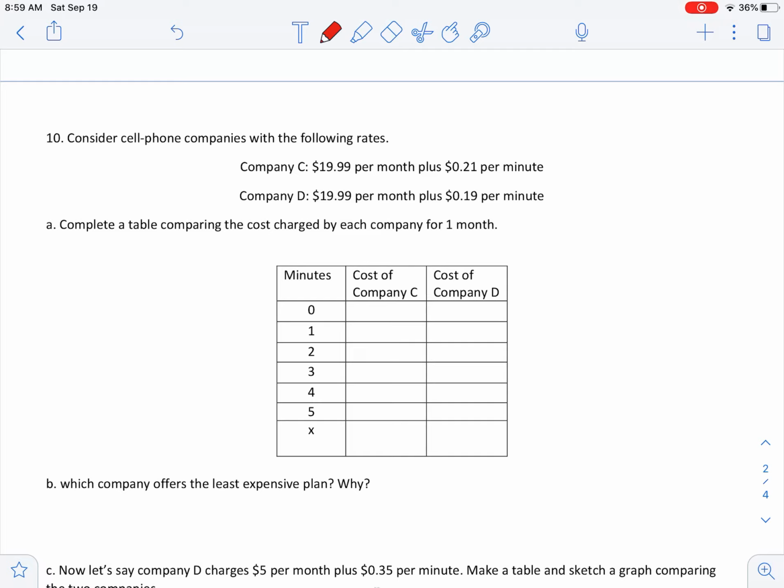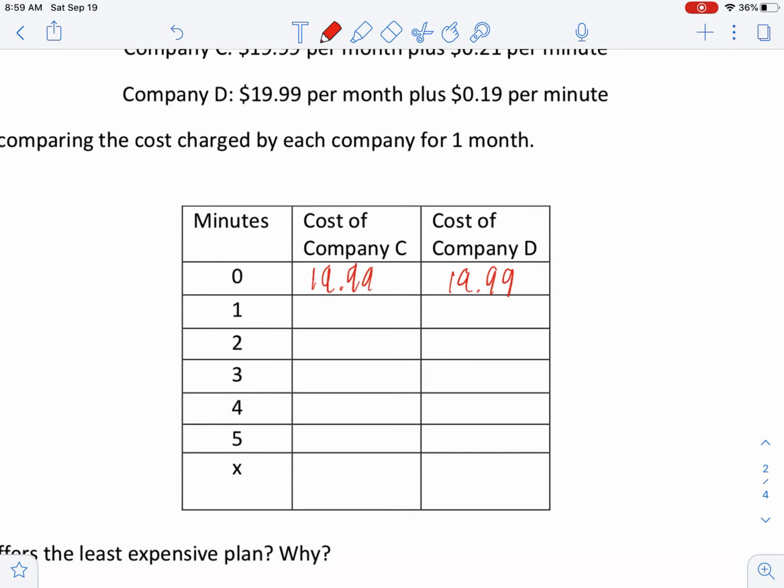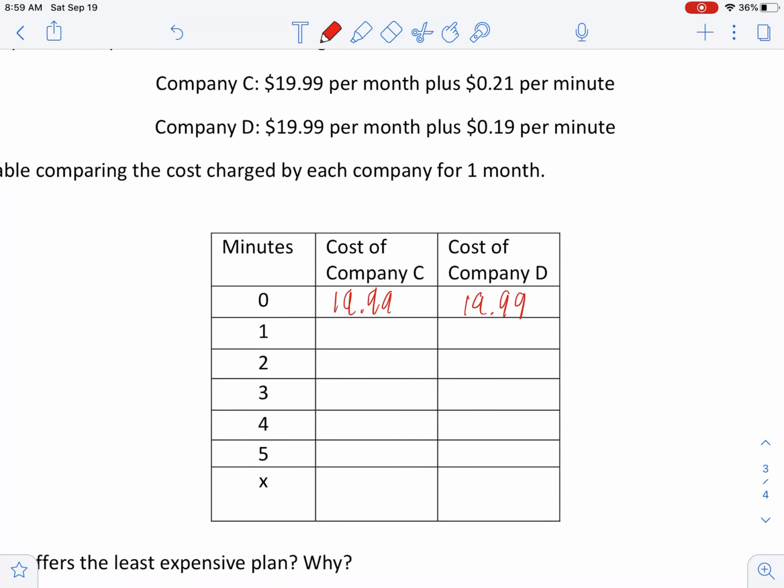So we've got 2 companies, both of which have a starting monthly rate of $19.99. However, the companies charge different rates for each minute of talking on the phone. One company charges 21 cents, while the other one charges 19 cents.